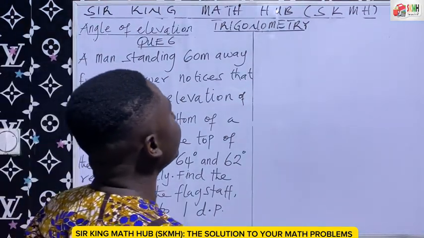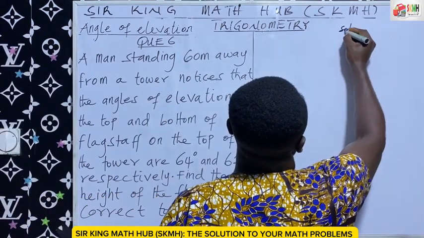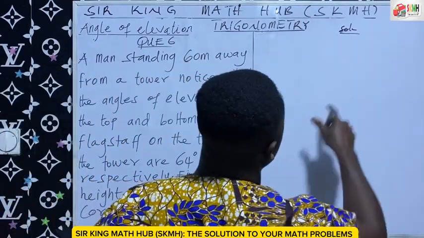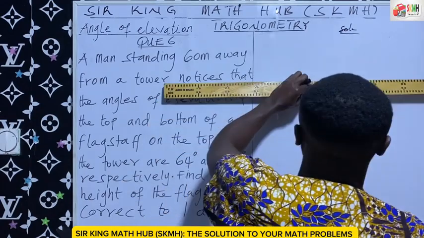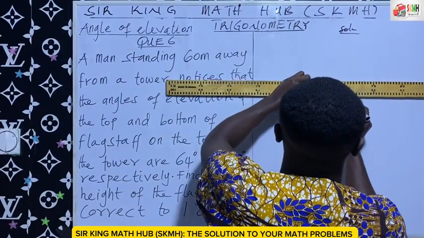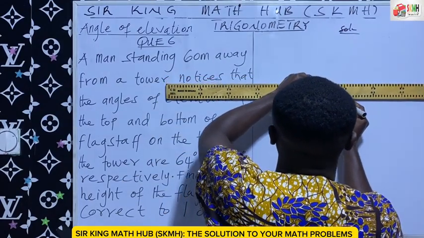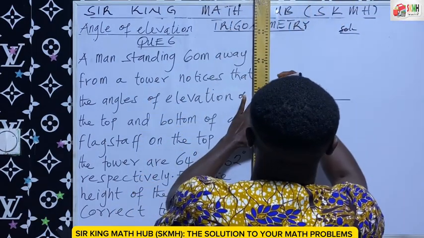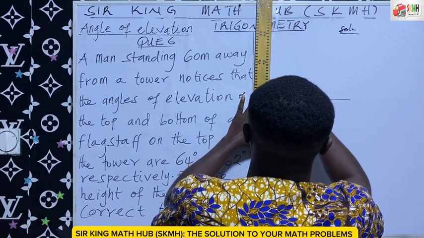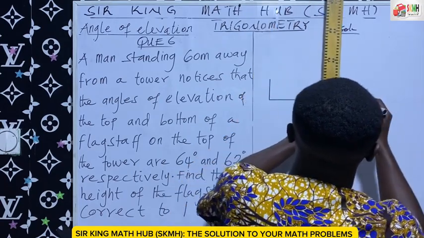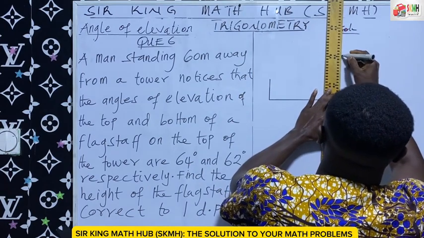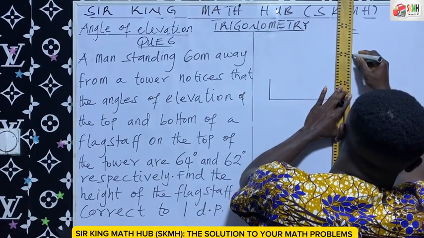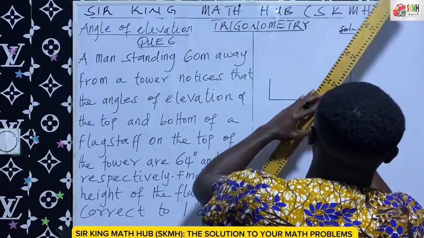So this should guide us to draw something. Obviously, the man and the tower will be on a level ground. So this is the man. Then we have our tower.